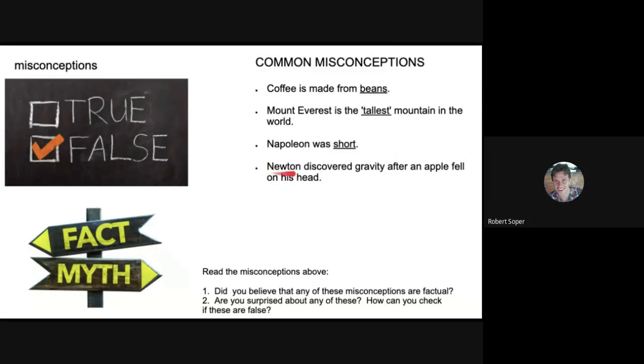Finally, this one. Newton discovered gravity after an apple fell on his head. This is a common myth, and it's a common misconception. This never actually happened. It was just a story told after Newton discovered gravity. The story wasn't told by Newton. It wasn't even told by a person who ever met Newton. It was a made-up story. This never actually happened.